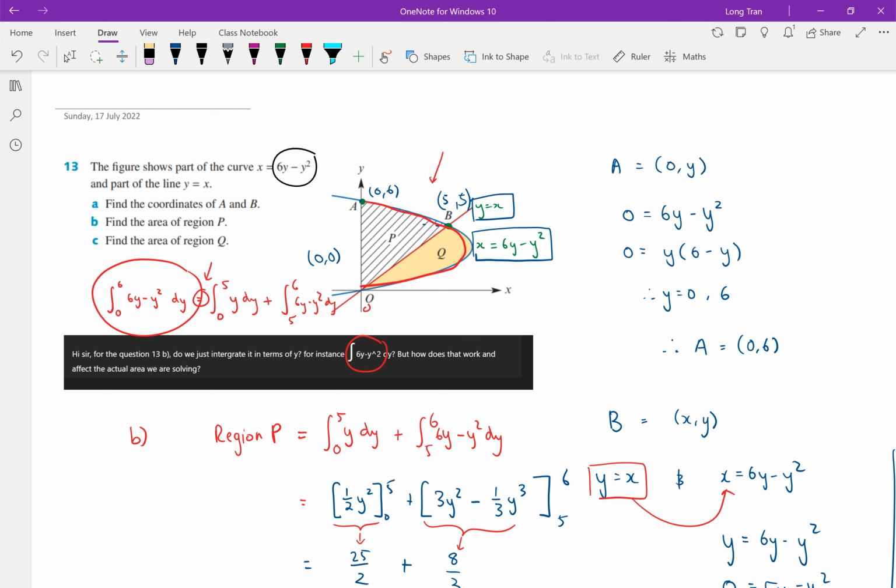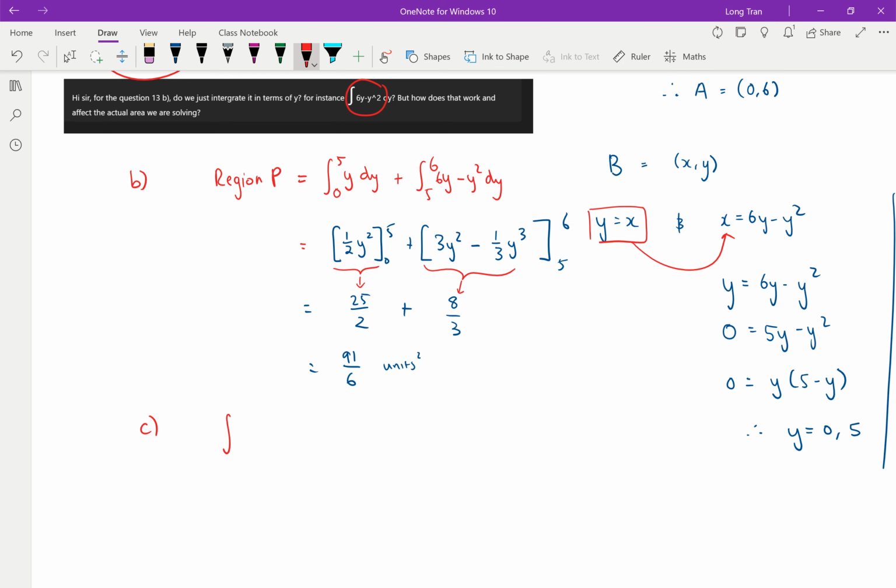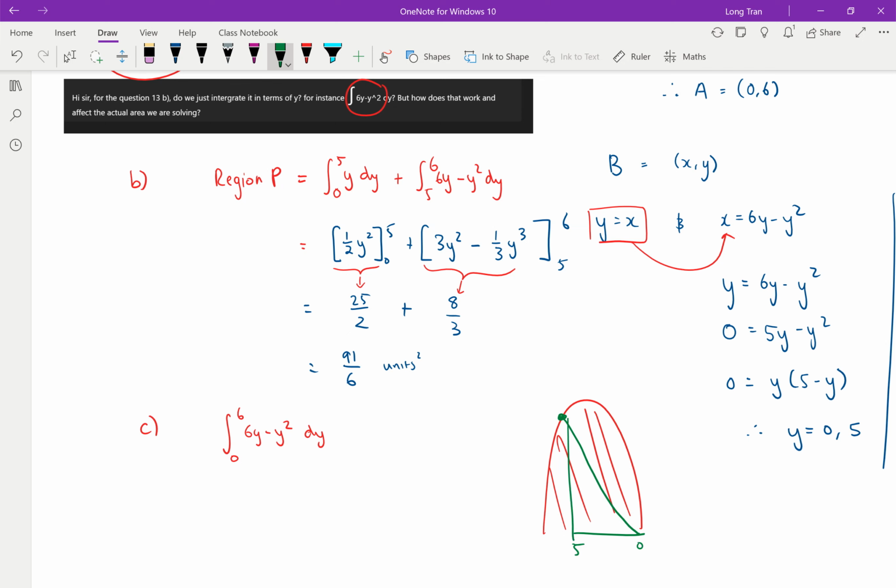Okay, so if you were to set it up, it would be integration of 6y minus y squared dy, and you're going from 0 to 6, so that gives you the full area of this region here. But we know that from 0 to 5, we already calculated that, and then from 5 to 6, we already calculated these two regions here is P, so that's region P there, and to find Q, if I just found the area of red minus the area of green, I should be able to get Q. So here I would then say minus region P. So region P in this case was 91 on 6.